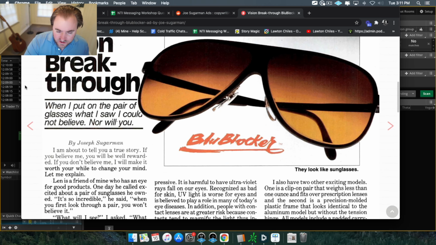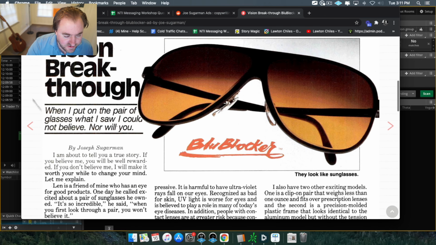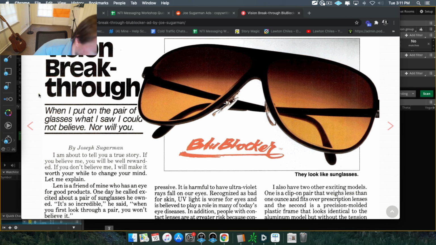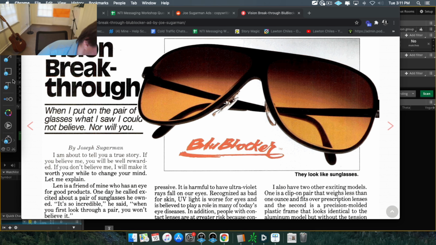This is his ad on the Blu Blocker sunglasses. So: vision breakthrough. When I put on the pair of glasses, what I saw I could not believe, nor will you. Now again, with these claims today, who knows? This type of stuff might not pass as a claim and that kind of thing. But you can see right here that all the copy is broken up. It's easy to read. There's a huge image here to attract your attention, right? It's announcing some breaking news type stuff for the headline, so it's a kind of current event.